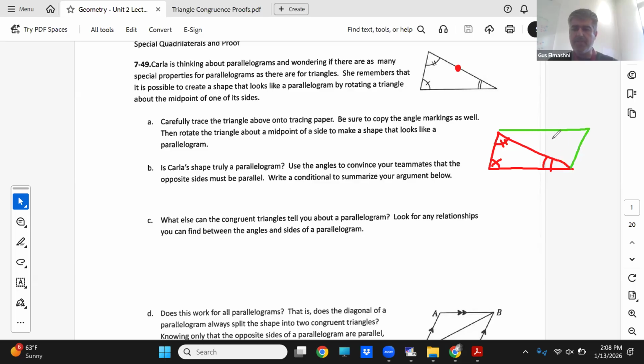It'll look kind of like this. So again, it's kind of hard to visualize, but if you rotate this triangle about its midpoint 180 degrees, it should look like the green triangle. Does that kind of make sense if you visualize it? I know it's a little hard to visualize sometimes in this way. Faith, go ahead.